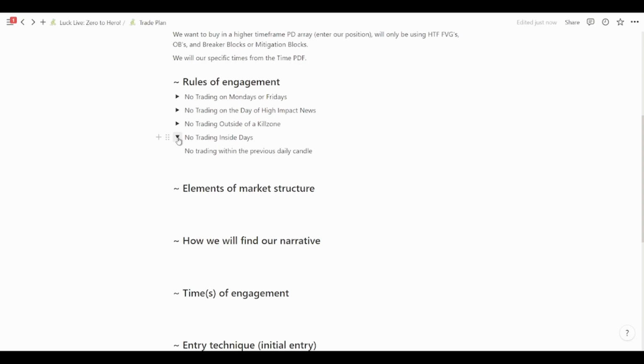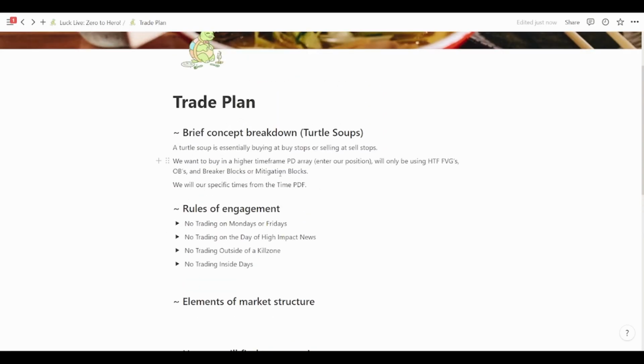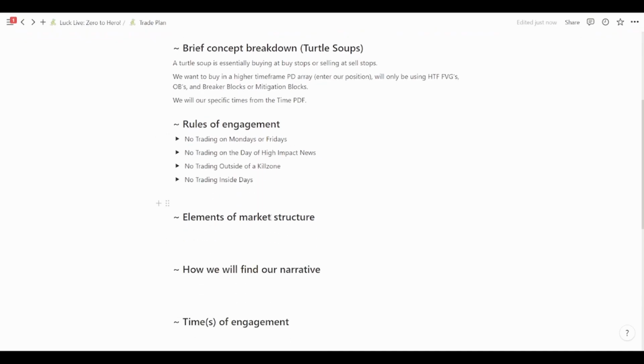because the trading model we're taking is going to be buying at buy stops and selling at sell stops. So I want to take one directional trade, and it's not going to be rapid scalping or anything like that. Every trade will be planned ahead of time and framed on a higher time frame and then broken down into lower time frames like we teach here in TOTK. So no trading inside days.